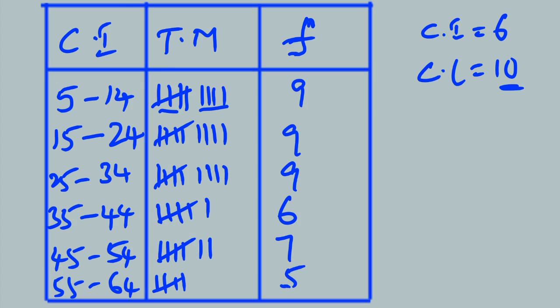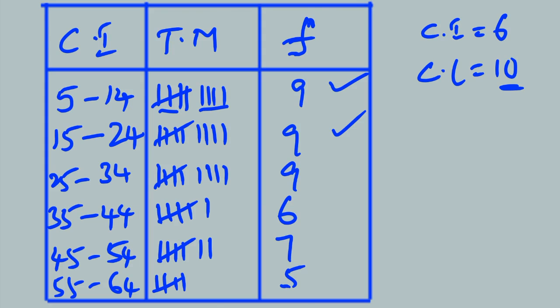So from this data, what can we conclude? These are all class intervals of the ages of the people, 45 people living in that colony. That means in the 5 to 14 years age group, how many members are there? 9 members. 15 to 24 years, 9 members, and 25 to 34 years, 9 members. Like that we can conclude from this distribution table. In this way we can construct the grouped frequency distribution table.